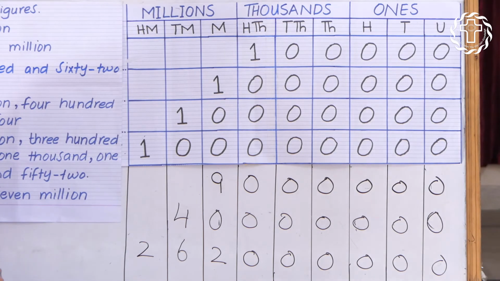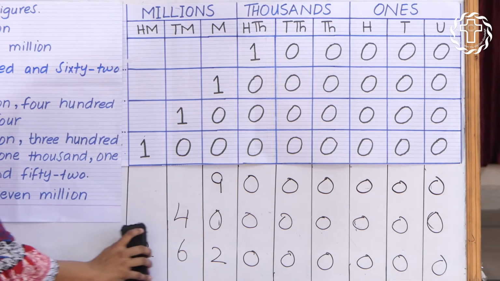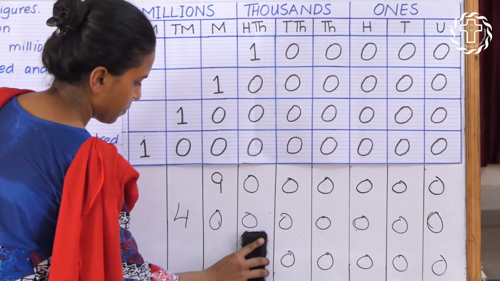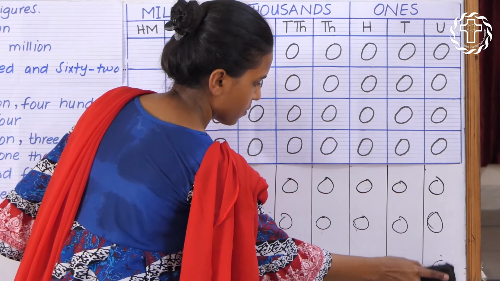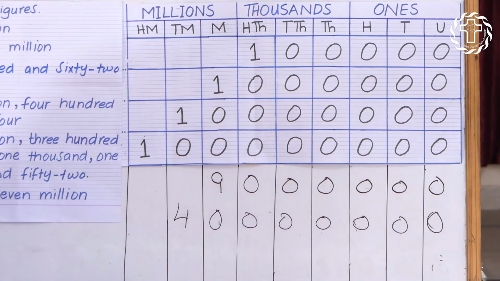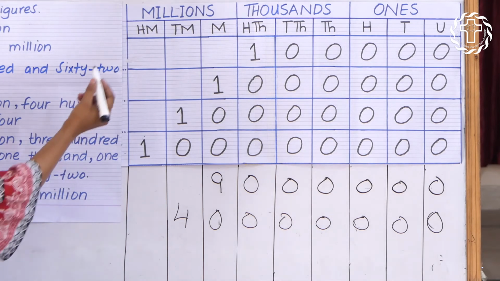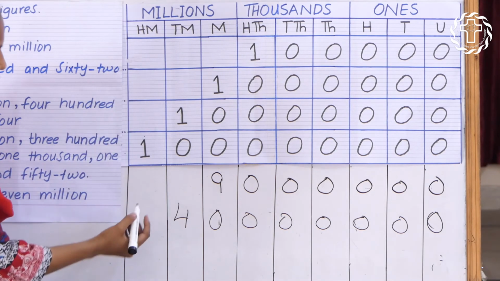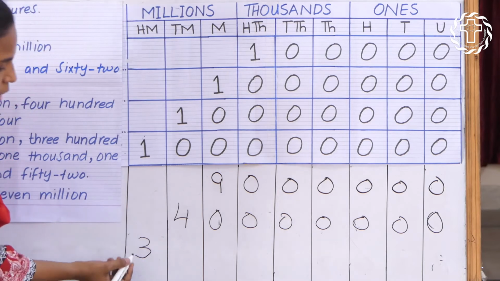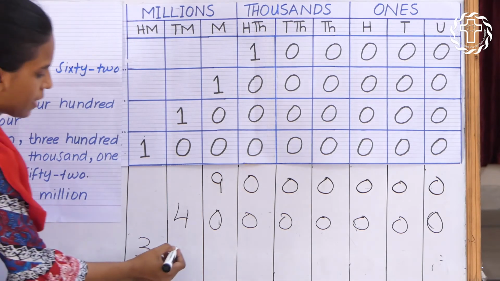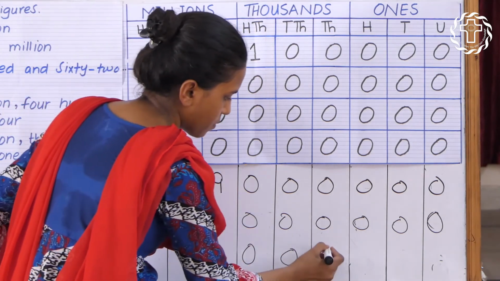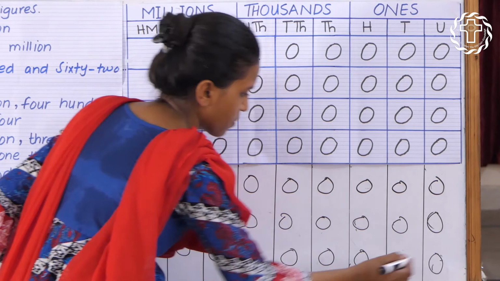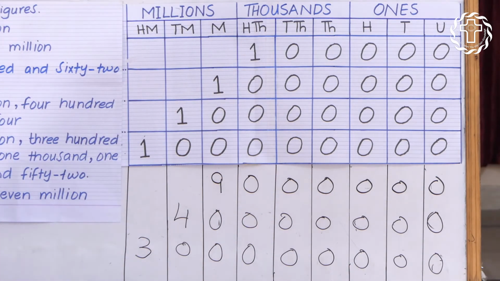The other example, how can we write 300 million in figures? We will write 300 in the 100 million column. We will write 3 in the 100 million column and then we will put zeros in the rest of the columns. This is 300 million.